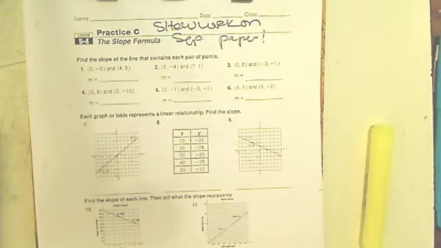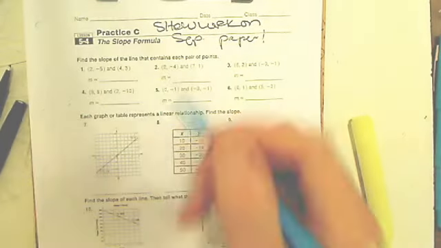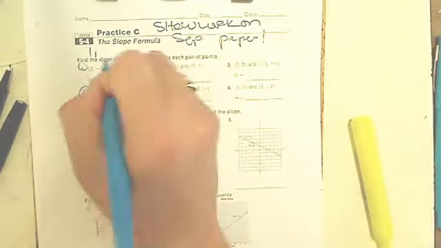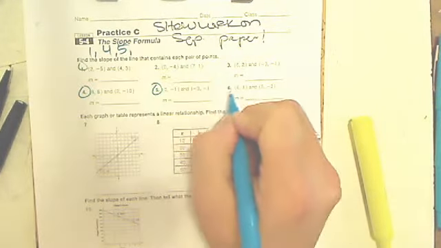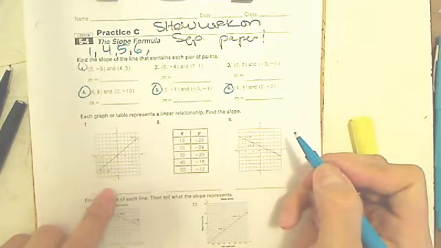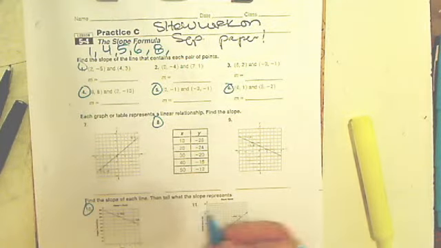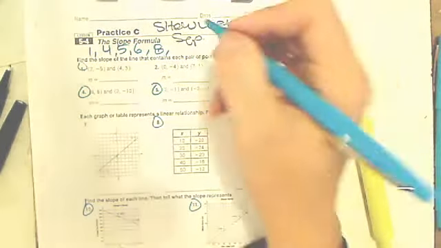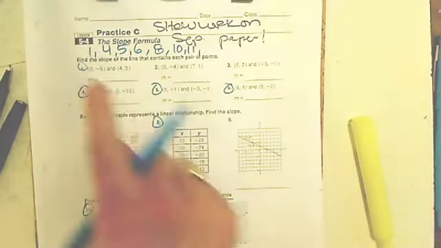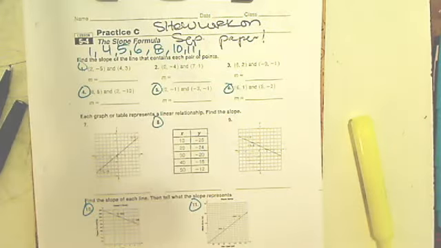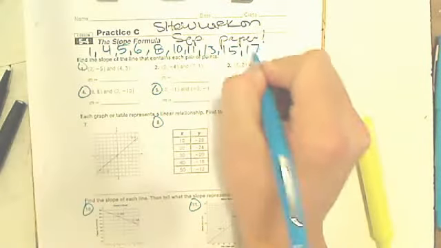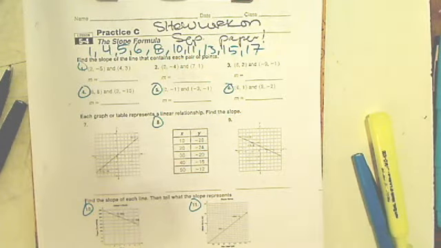All right, on your homework tonight, let's do the following on a separate paper. Numbers 1, 4, 5, 6, 8, 10, 11, 13, 15, and 17. 10 problems on a separate paper.